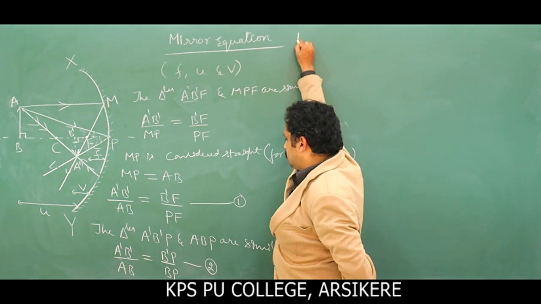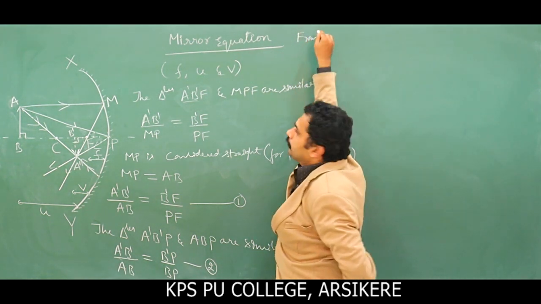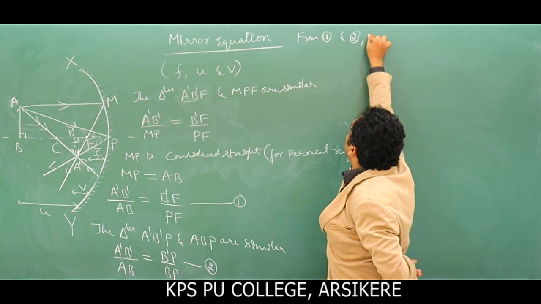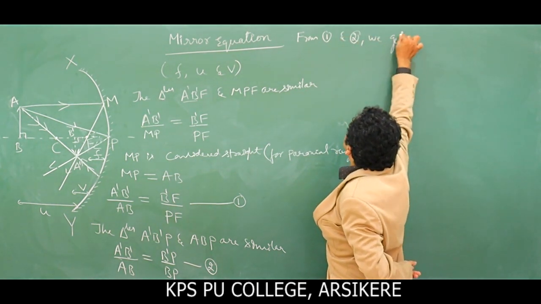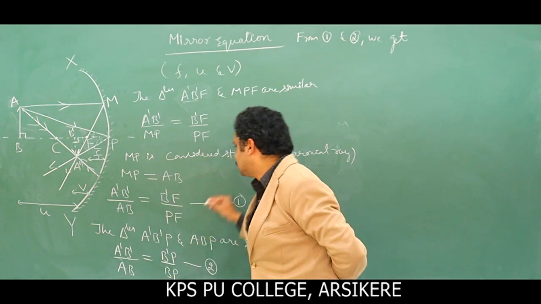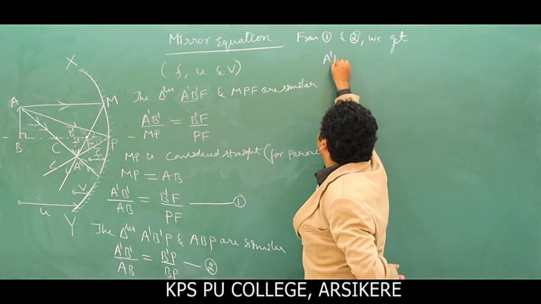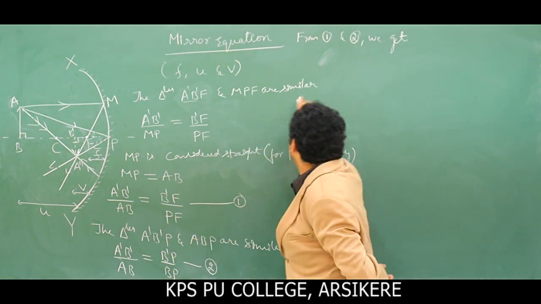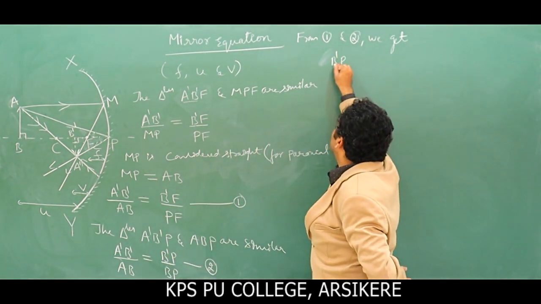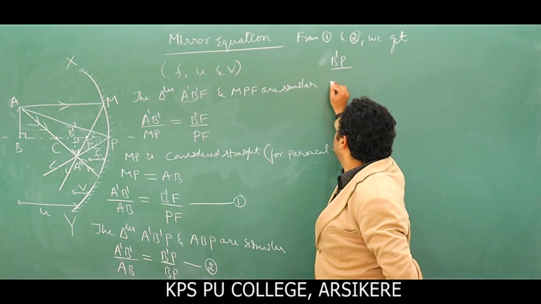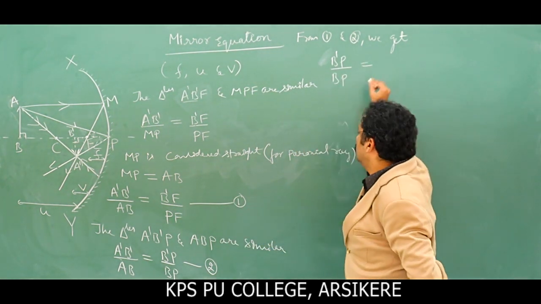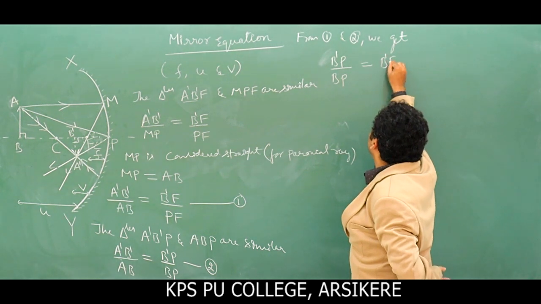From equations 1 and 2, we get A dash B dash by AB. In the place of A dash B dash by AB, I am going to write B dash P divided by BP is equal to B dash F by PF.